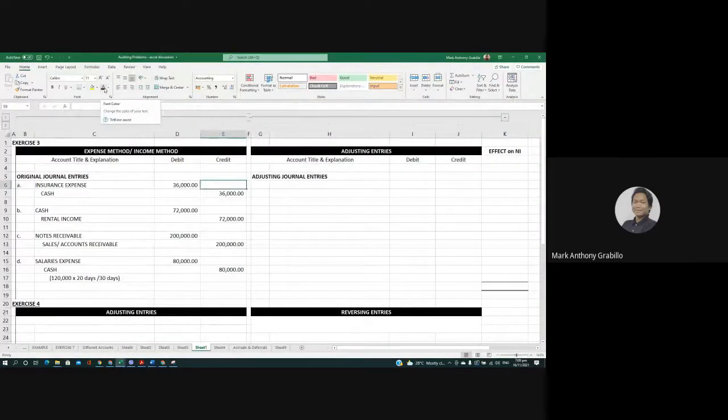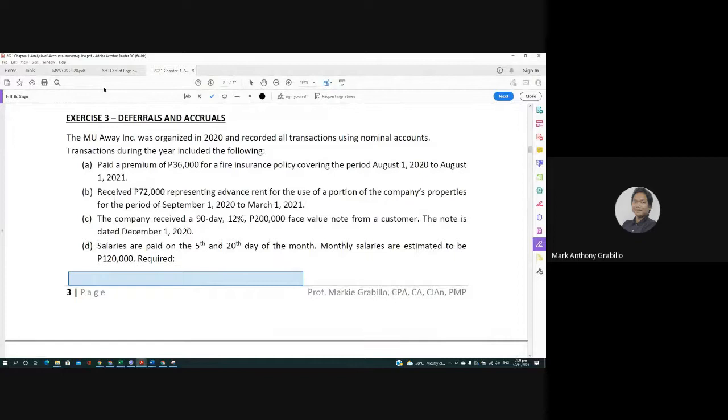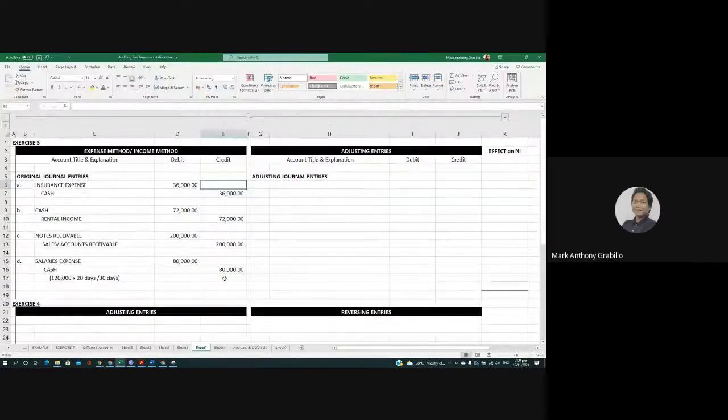So imagine ninyo, paid siya on the 5th and 20th day of the month. That means to say, ang paid po ay until 20th. Nagbayad tayo hanggang 20th days lang. So magkano yung 20 days ng 120,000? 80,000 pesos. Okay, so alam na natin yung original journal entries.